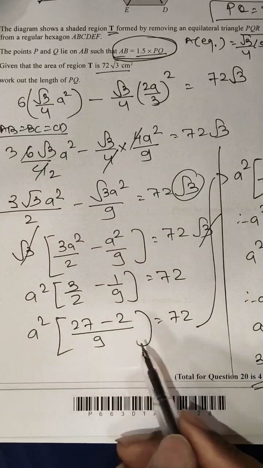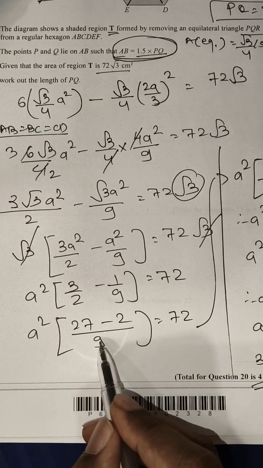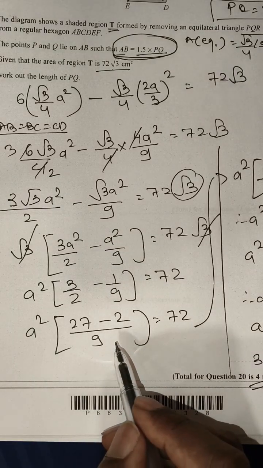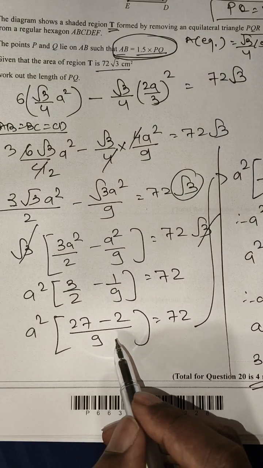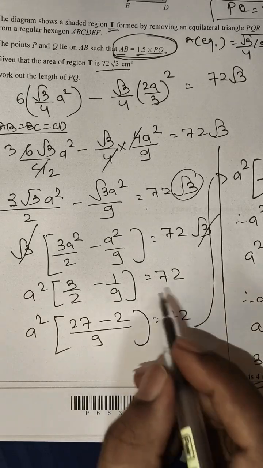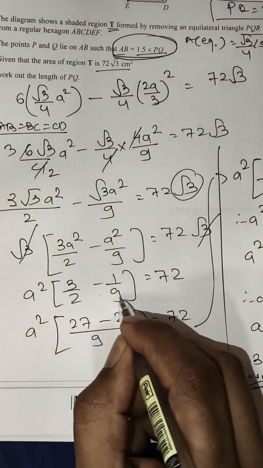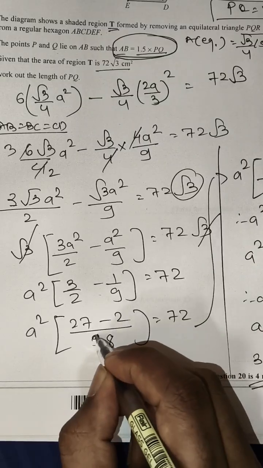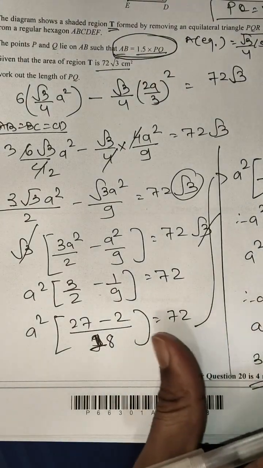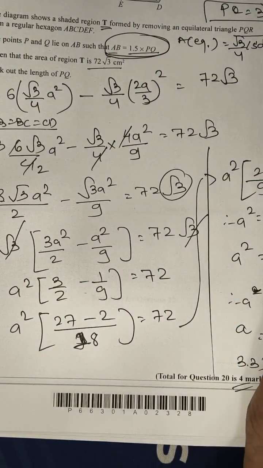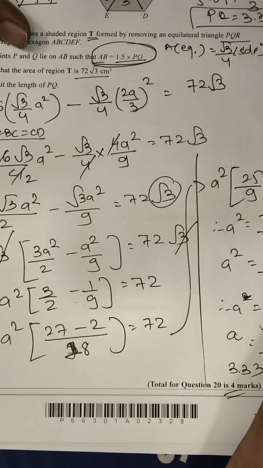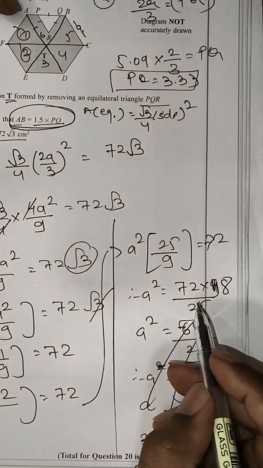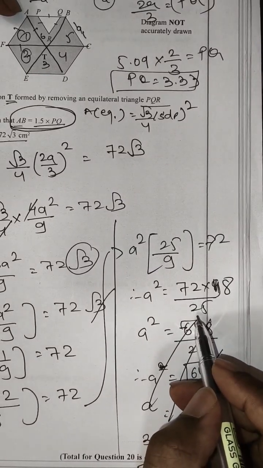A square, again I ensure that all my things are totally correct. So obviously 18 is my common denominator. So I'm so sorry. So it is going to be 27 minus 2 divided by 18. Correct? Not 9, 18. Correct? So I multiplied this by 18. Correct? So my A square becomes 72 into 18 upon 25.